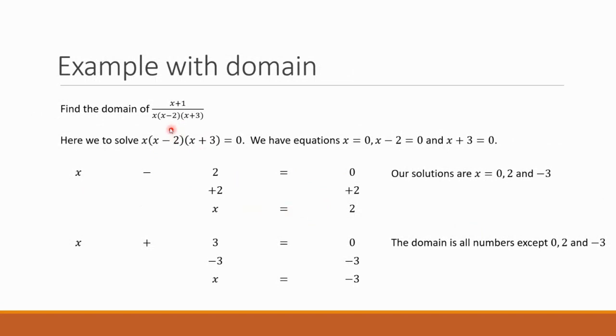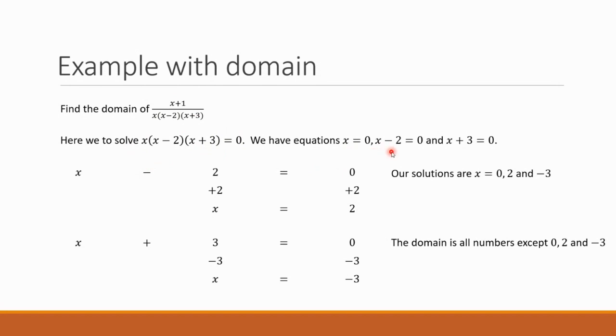Okay? Here's an example. It's a little bit easy. It's not as bad, this one. And why is that? The denominator is factored. So for this one, for instance, we want to know what the domain of this thing is. Well, we have x times x minus 2 times x plus 3 equal to 0. That's what we have here. So we have equations, x equal to 0.